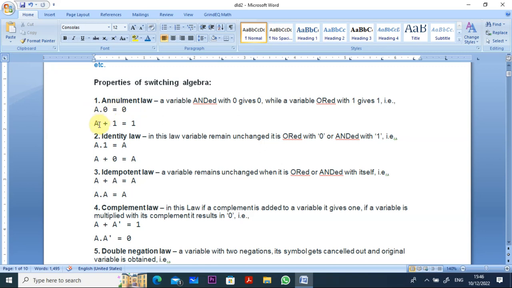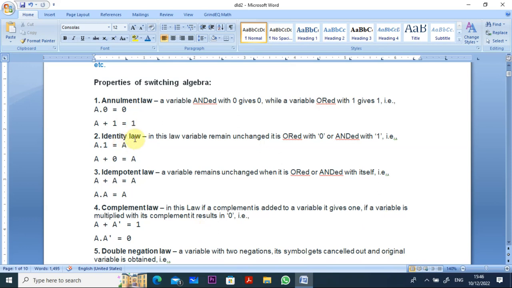How will it become 1? That I will show you. Suppose A is equal to 0: 0 plus 1 is 1. In Boolean algebra, if A is equal to 1, then 1 plus 1 is also equal to 1. 1 means yes, so yes and yes, both answers are also yes. Got it now? So in this annulment law, A into 0 is equal to 0, and A plus 1 is equal to 1.